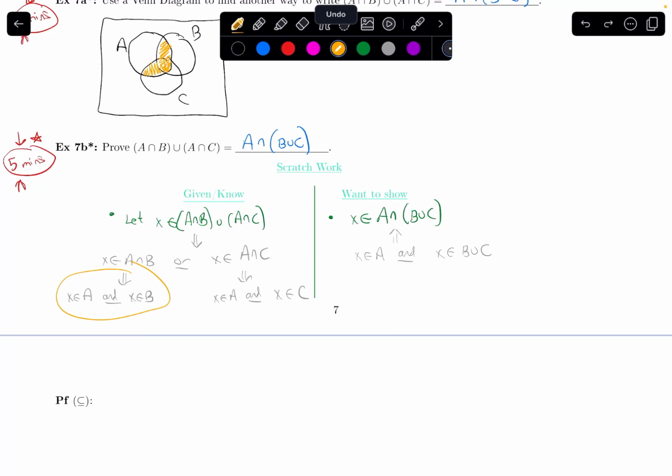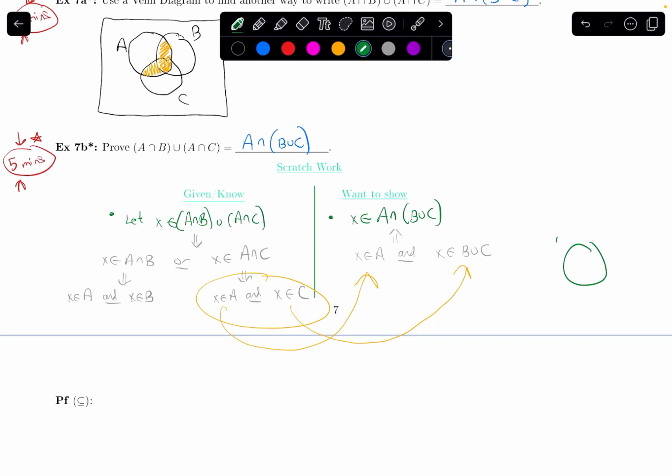But it's the same thing for the second case. X being in A takes care of the first part. X being in C automatically means it's part of the union. Because if I draw B and I draw C, well, if I'm in C, I'm automatically part of the union, because the union is anything in either one of those circles.